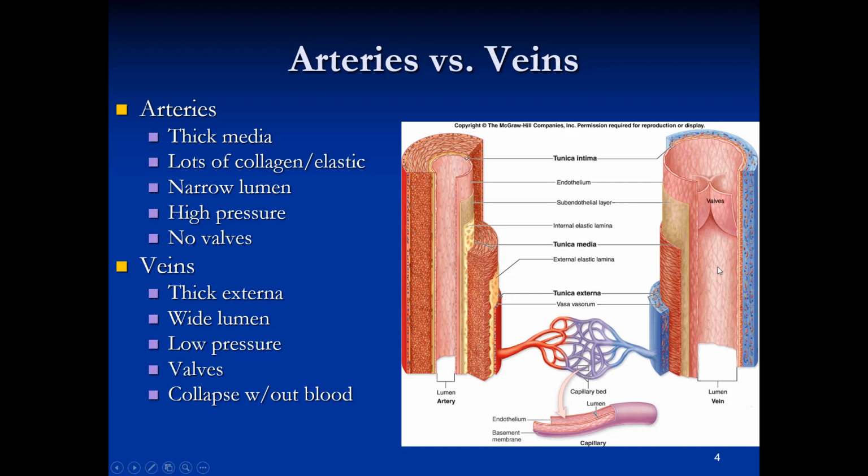And if you actually take out the blood, like in dissection, if you took out a vein versus an artery, the vein would actually collapse because it's very thin-walled, and without blood, it's going to just kind of fold over. Whereas in an artery, the wall is so thick that it'll actually stay kind of open.